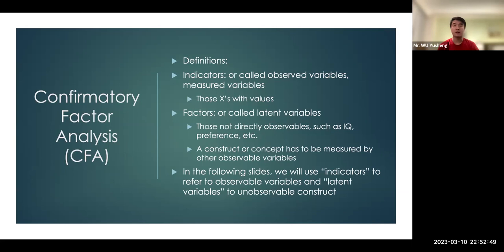So in this week of confirmatory factor analysis and structural equation models, we call those factors latent variables. And for those observed variables, we call them indicators. So all those Xs are indicators and all those factors are latent variables.